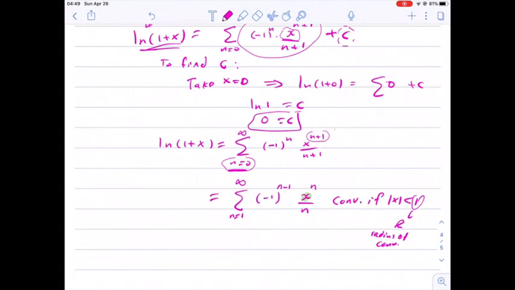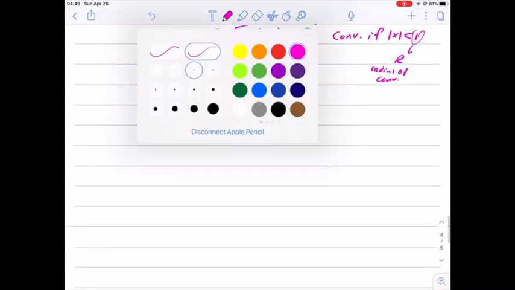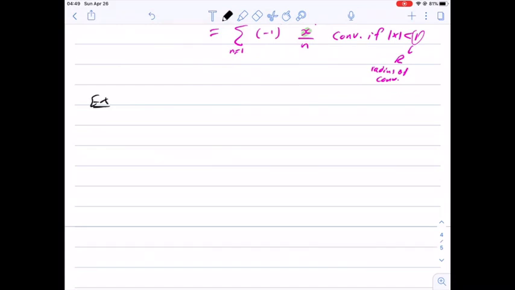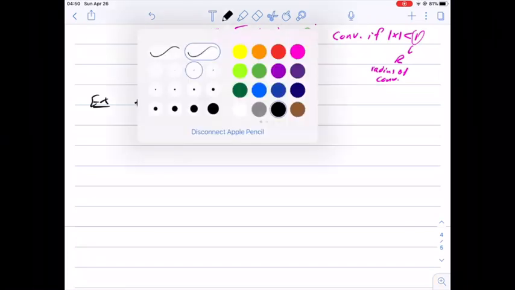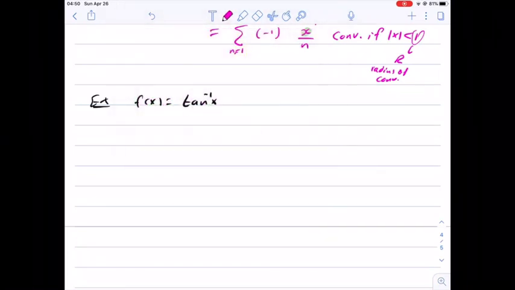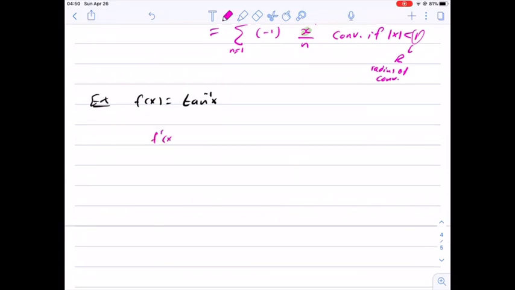Now we have another example here. We want to find a representation for the function f of x equals tan inverse x. Now to do so, we need to think first of integration, because we can't do this directly. We can't apply the geometric series directly and compare the function with that series. So we need to work on this using some tools, differentiation and integration.